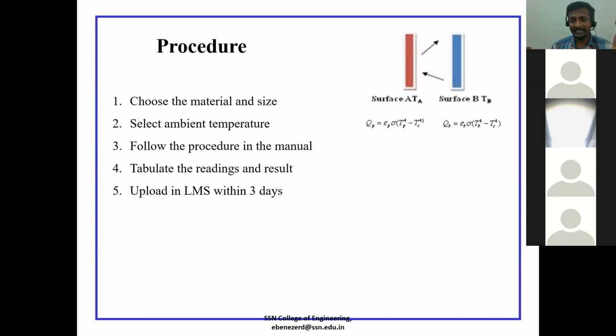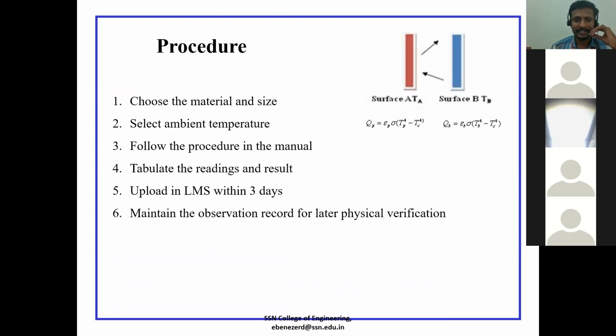In fact, as I demonstrated, you will do the experiment within 5 minutes. To make the tabulation and write it will probably take another 10 minutes, and to upload another 10 minutes. You may not need more than 30 minutes, even if you do it slowly. You can submit it on the LMS page within 3 days. I gave you 3 days because you can easily do that. Maintain the observation record for later physical verification. That is another instruction that you need to know.